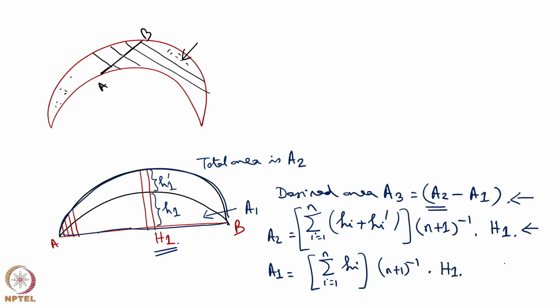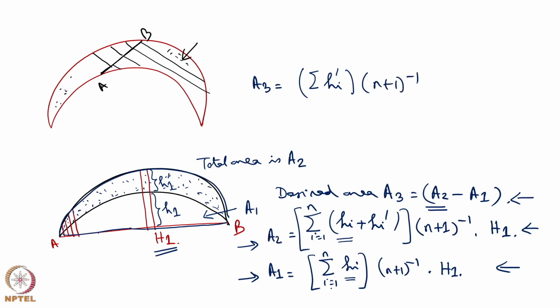Therefore, from these three equations we can say that A3 area, which is the desired area here, is equal to A2 minus A1, and if we do so, this Hi sum i to n can be subtracted from Hi sum i to n in this expression. So, what comes out is Hi dash, (n plus 1) inverse multiplied, and then also multiplied by h1 length.